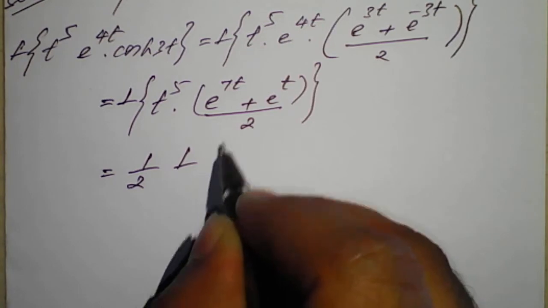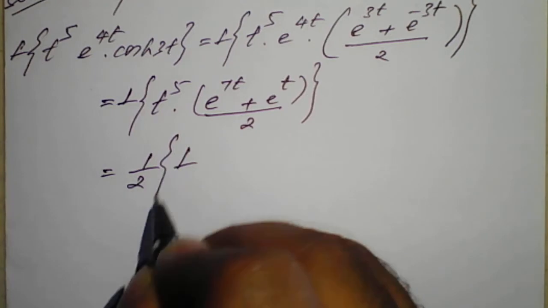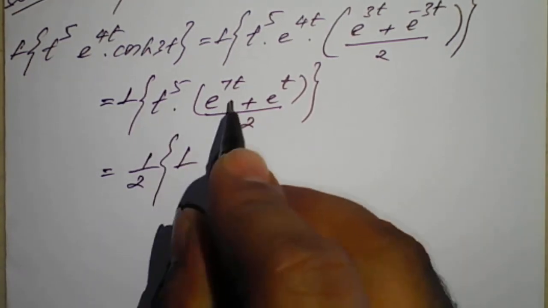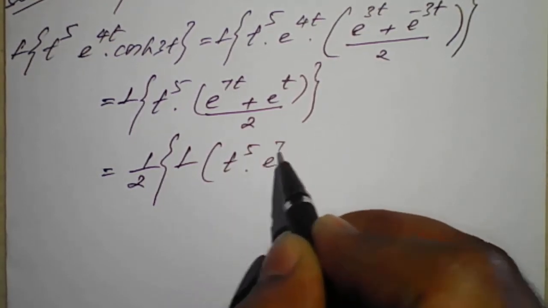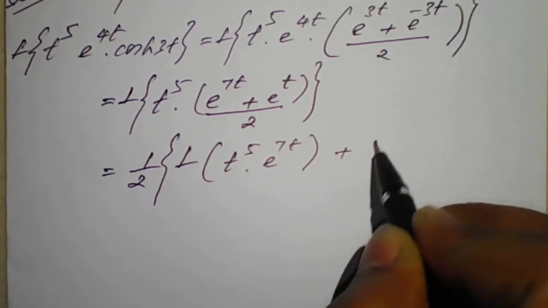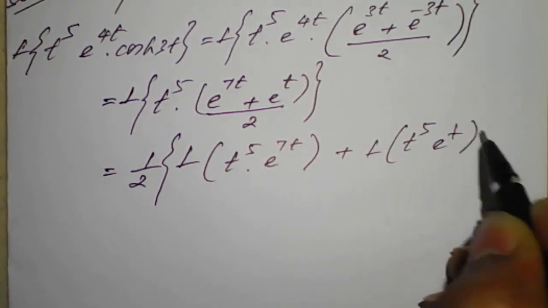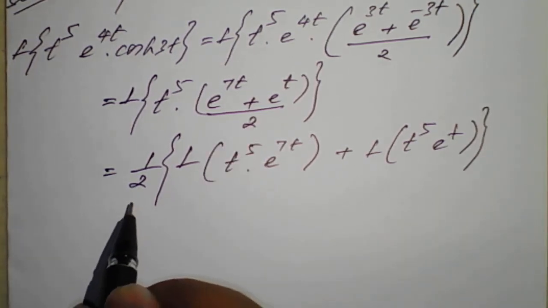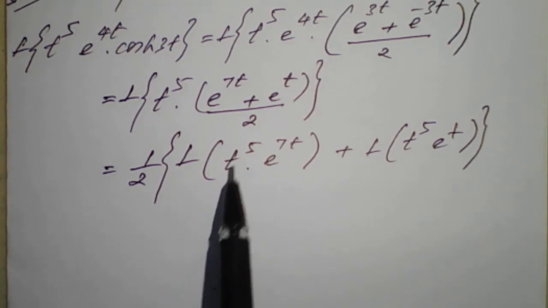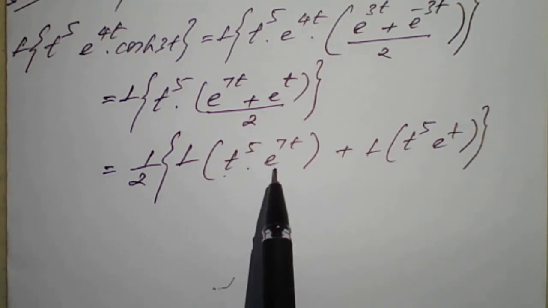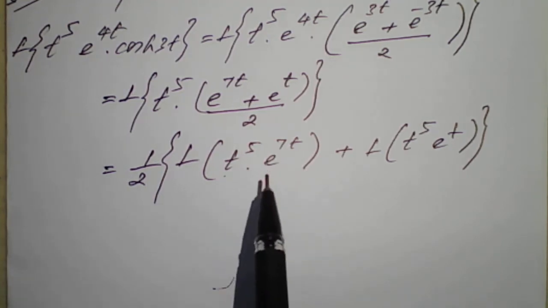So Laplace transform of, you multiply this t to the power 5 also and separate the terms, it will become t to the power 5 e raised to 7t plus Laplace transform of t to the power 5 e raised to t. This divided by 2 already I have taken out. Now you have to plan it correctly. Just see, if you keep t raised to 5 into e raised to 7t, so this will be shifting property, means property number 2.